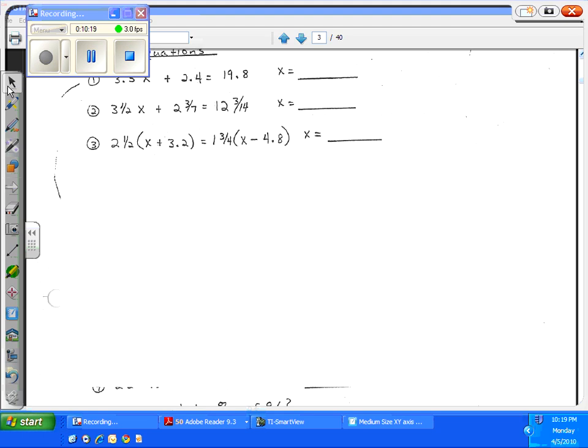So what I would do first is change that 1/2 to 0.5, and we'd have 2.5. If you don't know how to do that, you do 1 divided by 2. It won't go, so we add a decimal and a 0, and it'll go 5 times, and you get 10 with 0 left over, so you get 0.5. So it's 2.5 times x plus 3.2 is equal to, 3/4 is 0.75, so we get 1.75 times x minus 4.8.